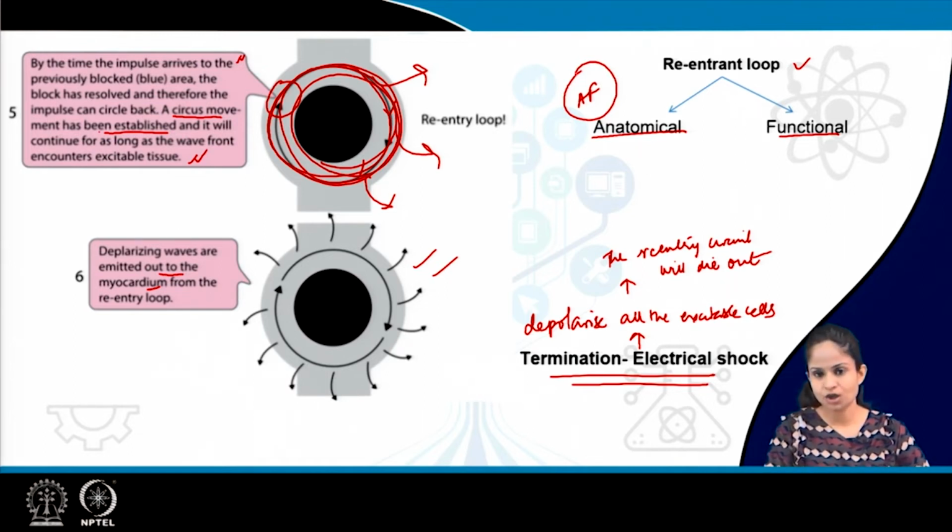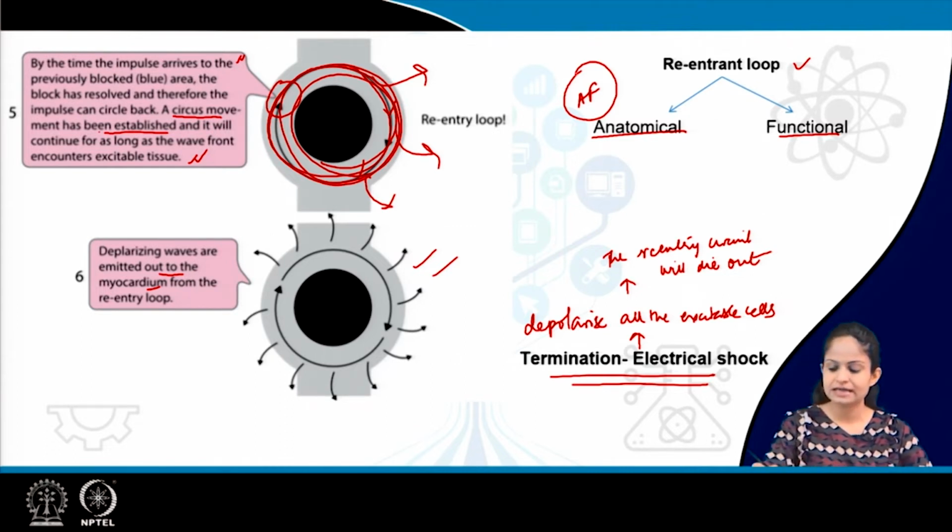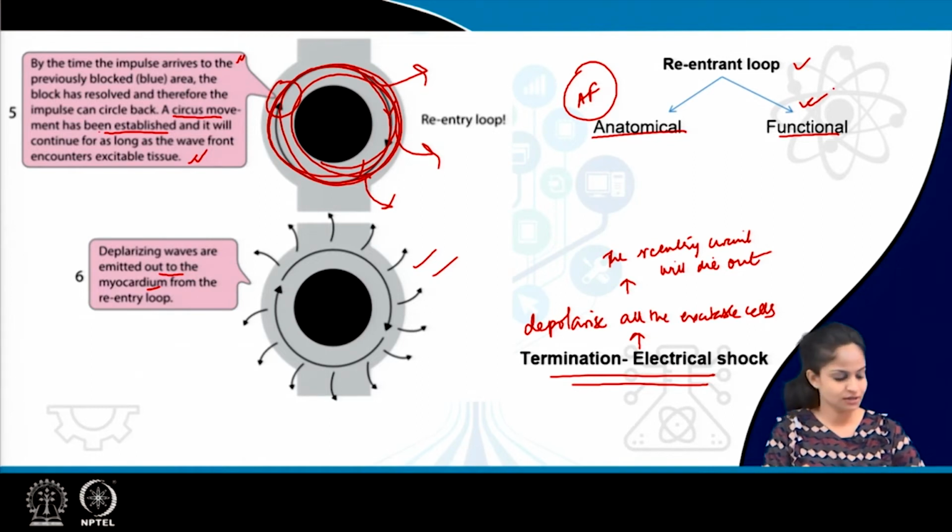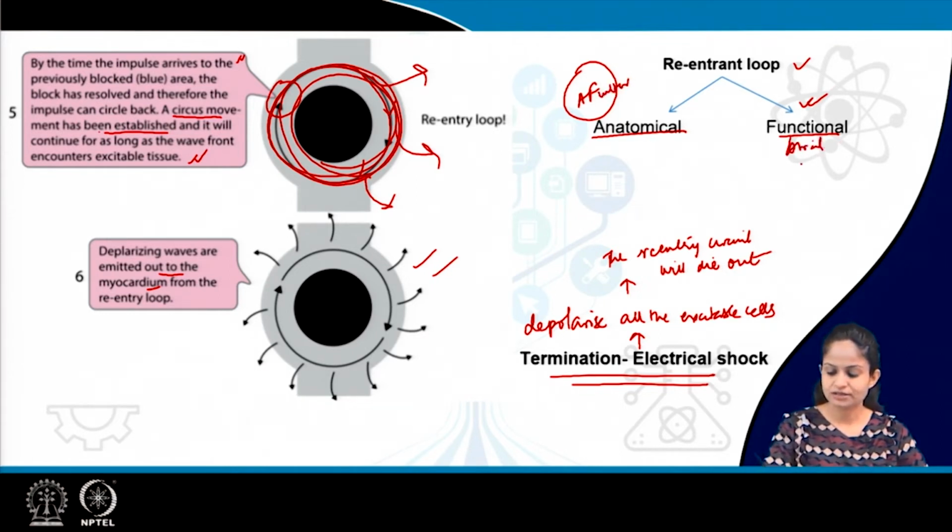But when the block can be present anywhere, and we are not supposed to define where the block is present, at that time this is known as a functional re-entrant loop, which usually happens in case of atrial fibrillation, ventricular fibrillation.